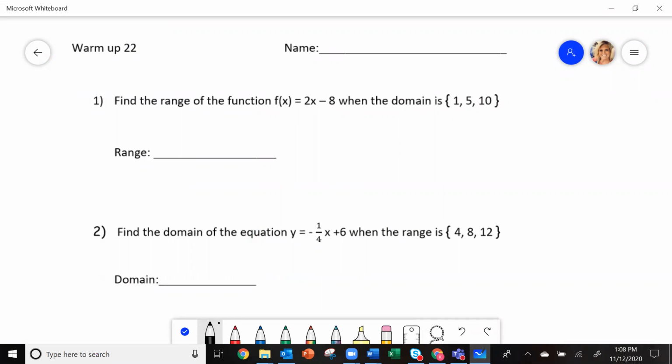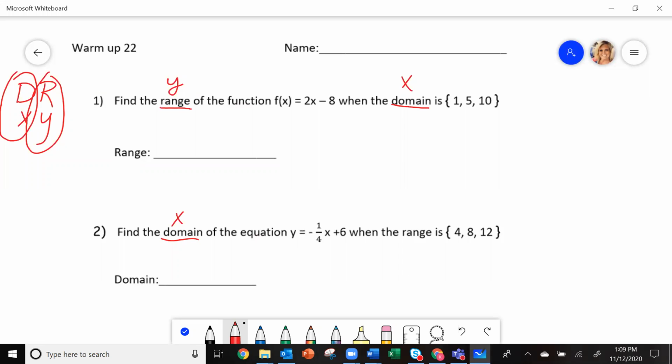Remember that I talked about whenever you have domain and range, one of the things we talked about is Dr. XY. Dr. XY, domain is the X, range is the Y. So whenever I see the words in the problem, like find the range, wherever I see range, I'm going to put a Y above it. Wherever I see domain, I'm going to put an X above it. Okay, makes it easier to make sure we don't get confused. Now the first one says, so now if you haven't paused it, do that now.